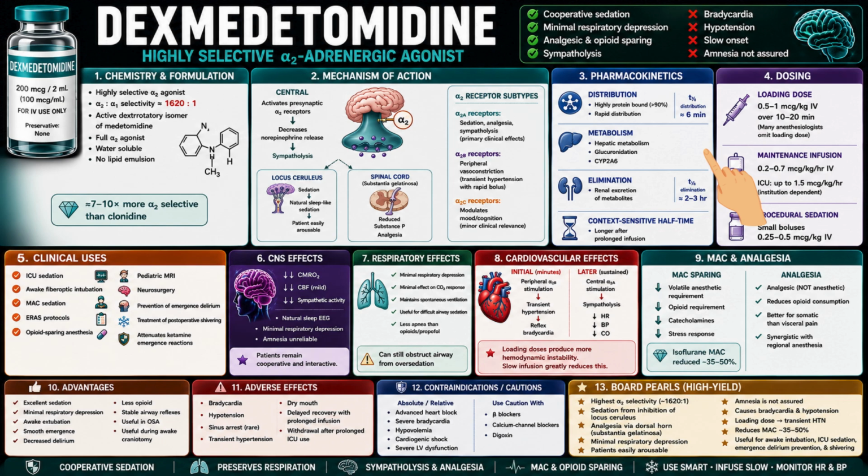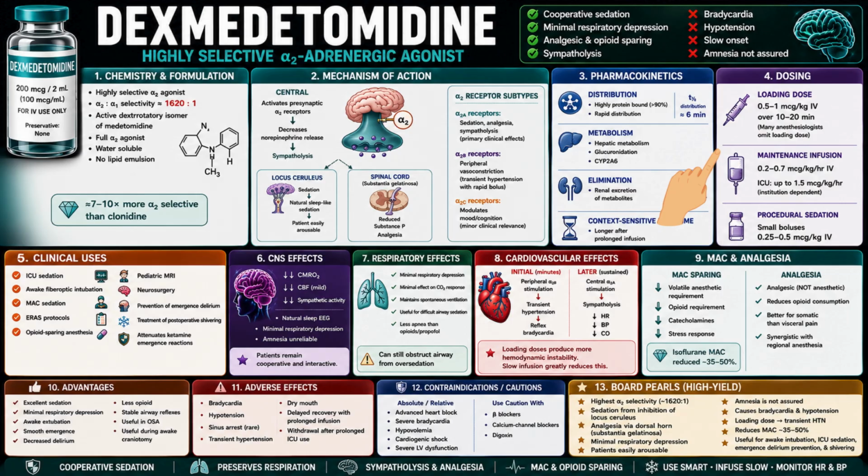Elimination. Renal excretion of metabolites. Elimination half-life. Approximately 2 to 3 hours. Significantly shorter than clonidine, which has an elimination half-life of 6 to 10 hours. This shorter duration makes dexmedetomidine far more titratable clinically. Context-sensitive half-time. Longer after prolonged infusion. This matters in ICU settings, where dexmedetomidine may be infused for hours to days. Expect some accumulation with extended use, and delayed offset when the infusion is stopped after a prolonged course.